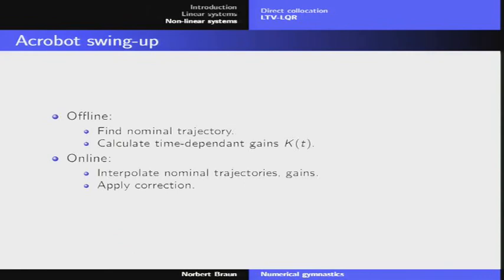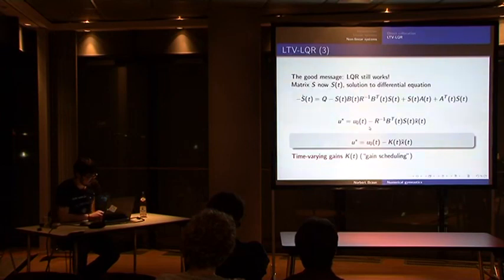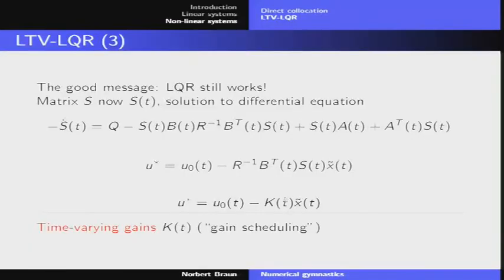Now this is very nice because we can do all the expensive stuff offline. We can find the nominal trajectory offline, then we can calculate time-dependent gains. And all we need to do online is to measure the deviation from the nominal trajectory and apply this correction. So really all we have to do online is carry out this product, and that's very cheap.